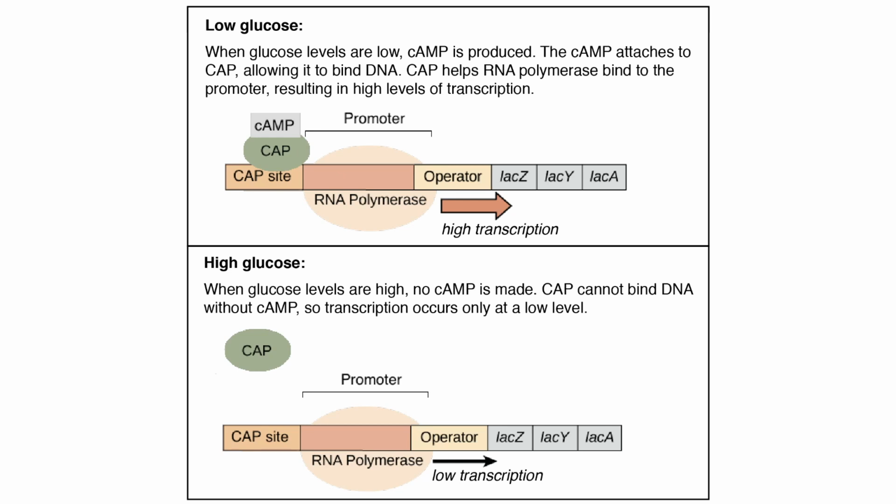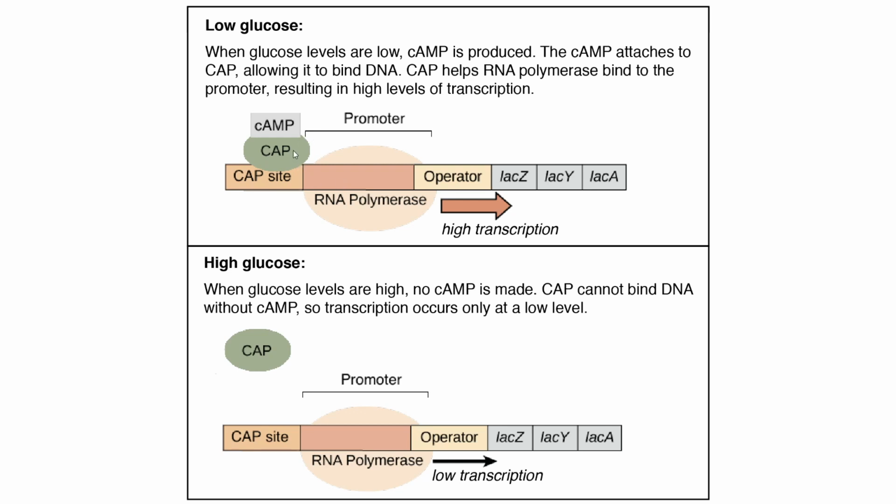CAP isn't always active or able to bind DNA. Instead, it's regulated by a small molecule called cyclic AMP, or cAMP over here. cAMP is a hunger signal made by Escherichia coli when glucose levels are low. cAMP binds to CAP, changing its shape and making it able to bind DNA and promote transcription.